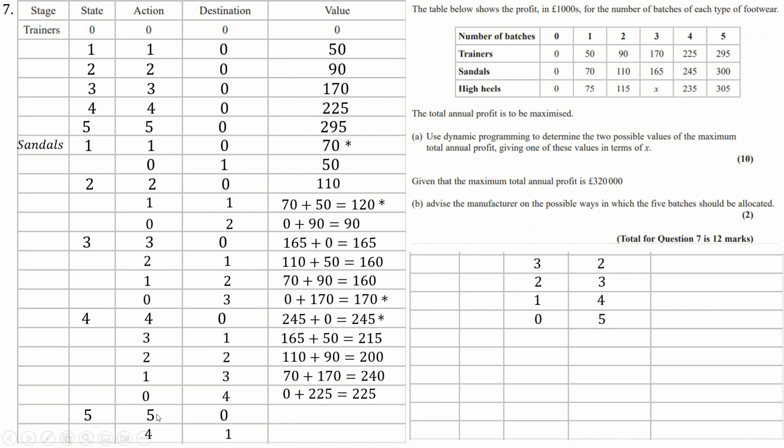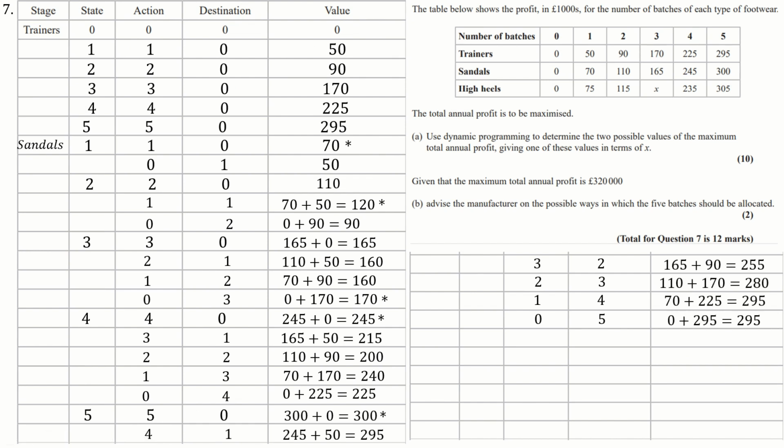So this is 5 pairs of sandals, no trainers, 4 sandals, 1 trainer. Just look in the table for the numbers, and we'll get all these. We'll find the best one, which is this one here. 5 sandals this time, no trainers.